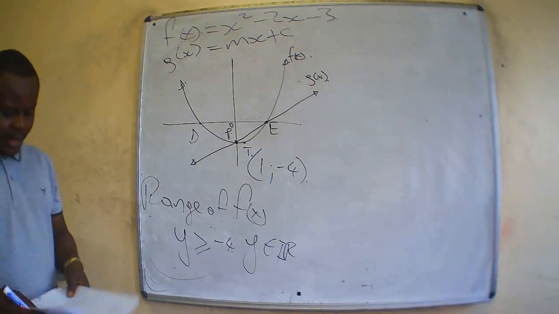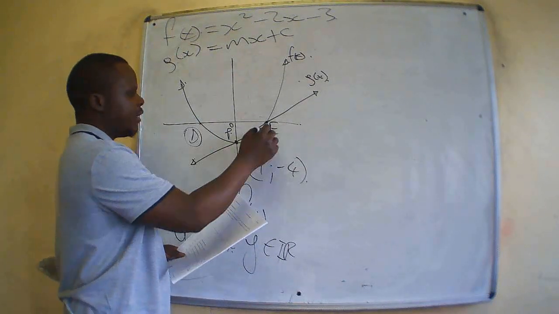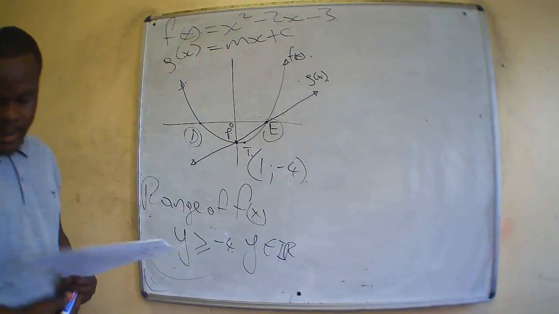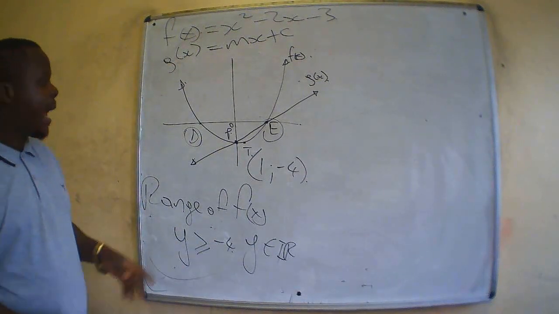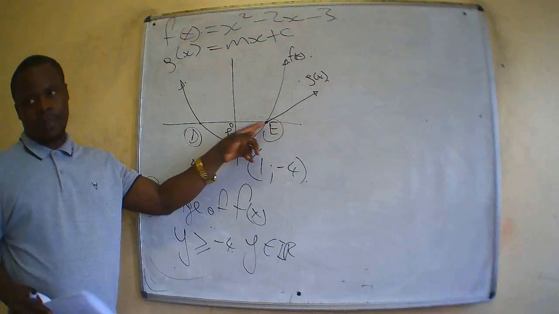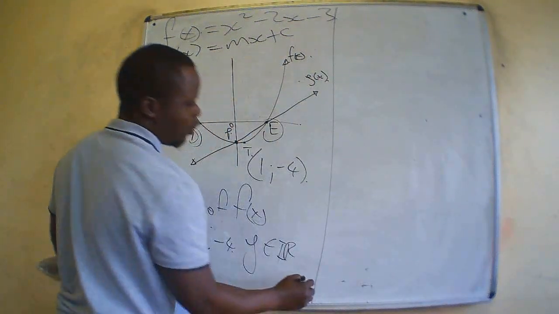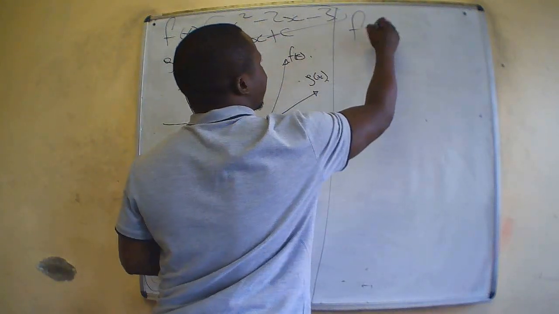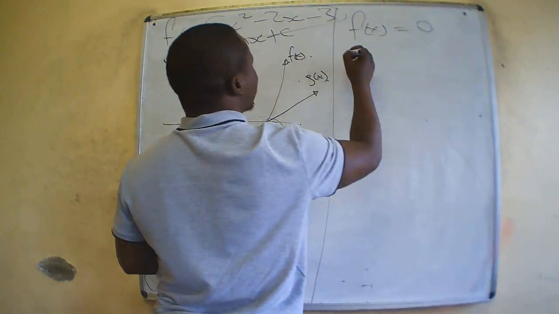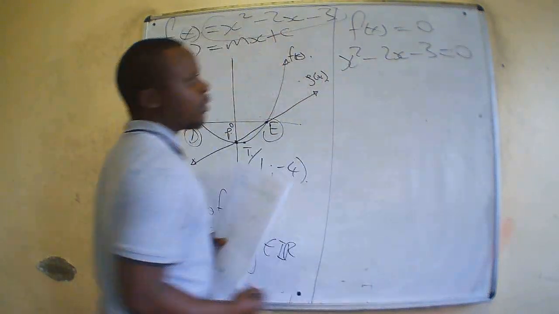From determining the range, the next question was to find the value of D and the value of E. Let us understand that the value of D and the value of E are x-intercepts of the graph. So in this case, we don't need to stress. This is f of x when it's equal to 0. So x squared minus 2x minus 3 is meant to be equal to 0.